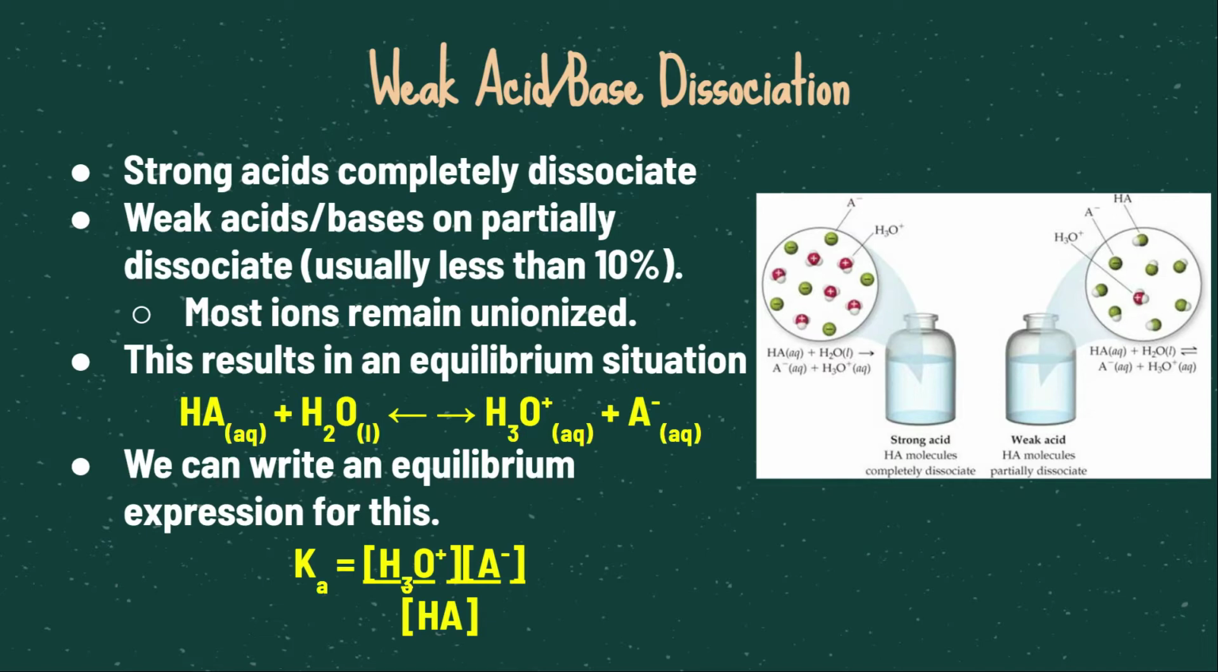So this results in an equilibrium situation where we take our weak acid and we put it into water and we get some amount of products, but we retain most of our reactants. So because of this, we can actually write an equilibrium expression for this and get an equilibrium constant for K. Because this is an acid-base reaction, we refer to that as Ka. And remember that with our equilibrium expressions, it's always the concentration of our products divided by the concentration of our reactants. Remember that we do not include water because water does not have a concentration.